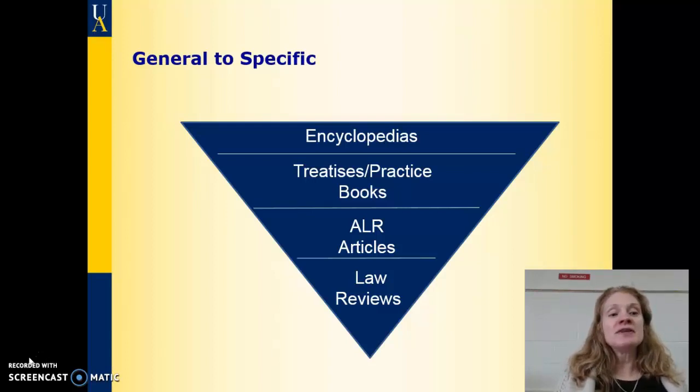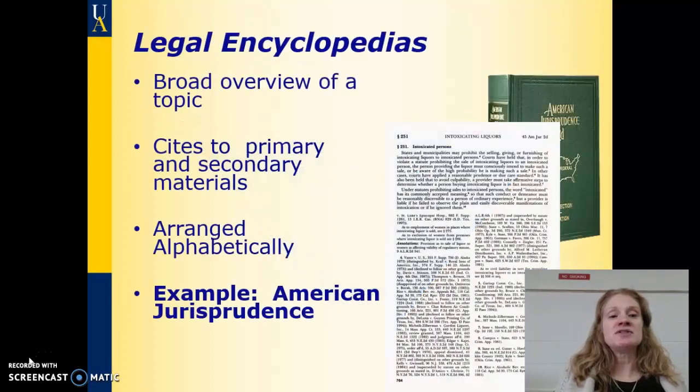Okay, this is a little diagram that shows our secondary sources from general to specific. Encyclopedias are the most general, followed by treatises and practice books, then ALR articles, and then law reviews are the most specific of all. But let's talk about what these different things are. A legal encyclopedia you could think of as similar to an encyclopedia that you used maybe in grade school to write a report. They give you a broad overview of the topic.